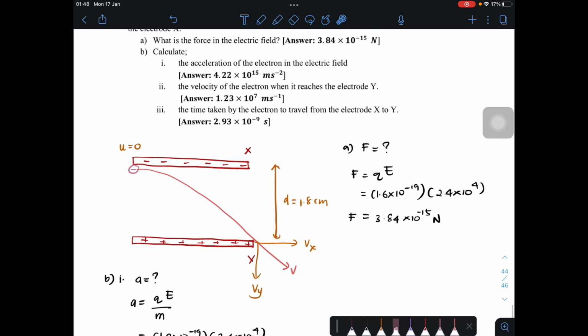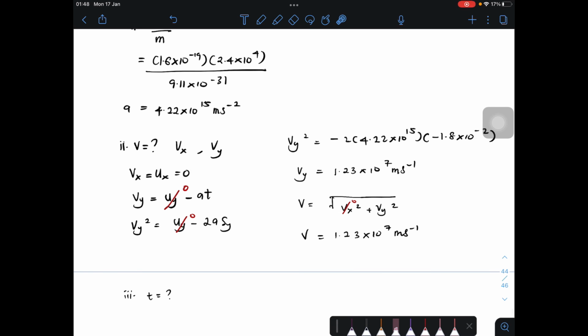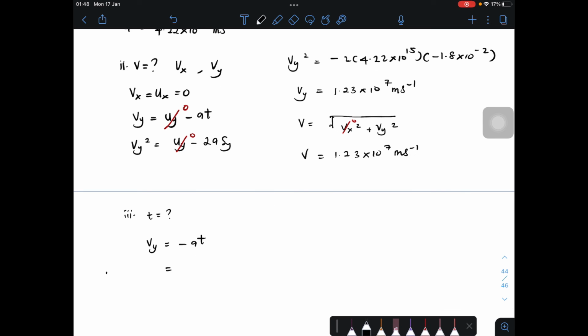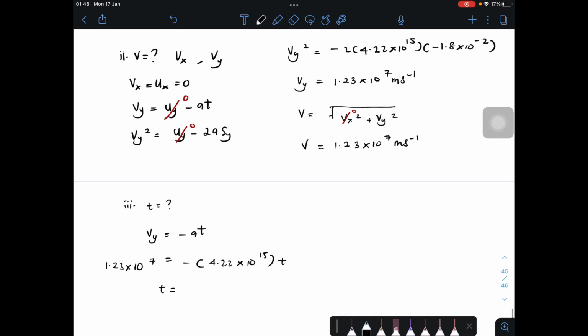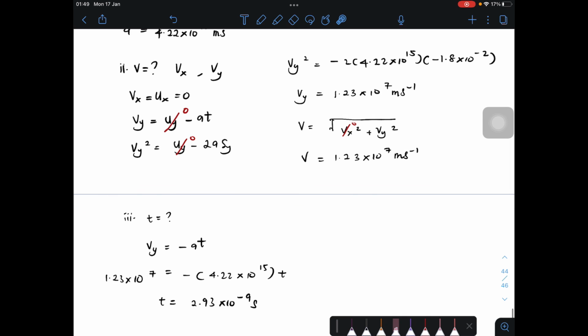And then last one, calculate the time taken for the electron to travel from the electrode X to Y. Now we want to find what is the value for T. So for the value of T, we can just use this equation since we already have Vy. So Vy is equal to negative AT. Vy is 1.23 × 10^7, negative A is 4.22 × 10^15, and then T. So T we will get 2.93 × 10^-9 second. Okay, so the negative here you can just ignore because there's no way time would be negative. So you just leave your answer as positive, 2.93 × 10^-9 second.